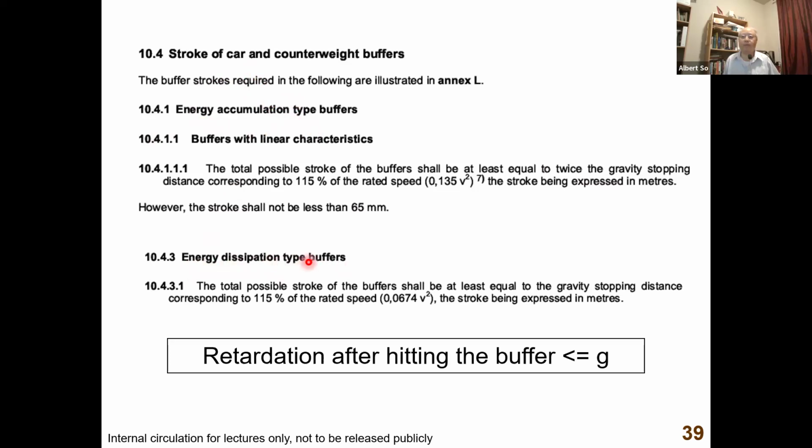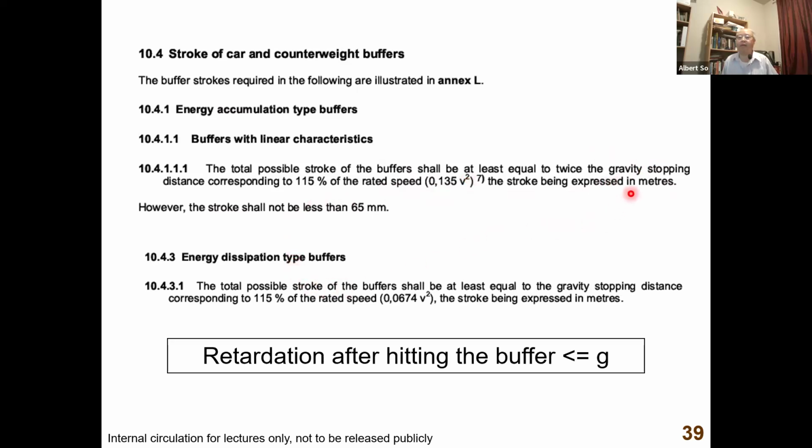So for the rule, the stroke of the spring buffer shall be at least equal to twice, at least equal to, not exactly equal to, twice the gravity stopping distance corresponding to 115% of the rated speed. Now how to find the gravity stopping distance? Remember the formula: v squared over 2g. V squared over 2g is the gravity stopping distance.